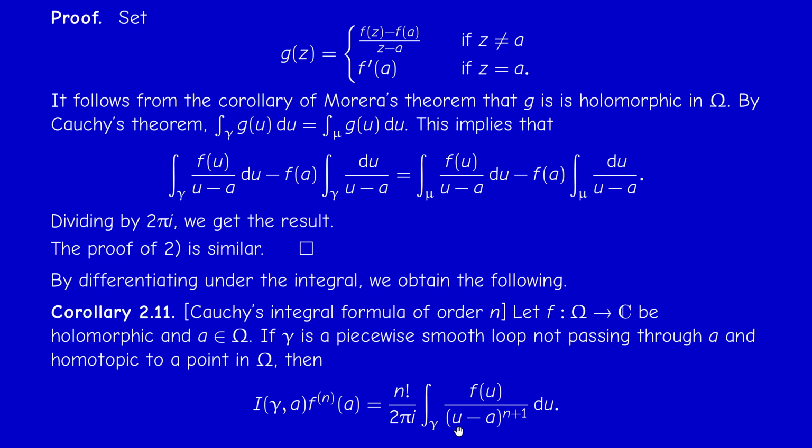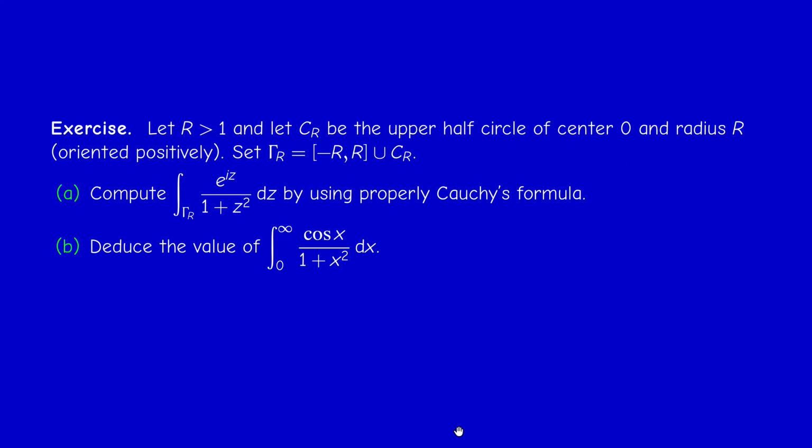Okay, and I will leave you now with a beautiful application of Cauchy's formula of order 1, first order, or order 0 actually, because it's just f of a, not f prime. Here I'm suggesting that you always start by drawing a figure. So we have a half circle, so the diameter from minus R to R, and then the upper half circle C_R. So it's a loop actually. We orient it positively. So first question, integrate e^(iz) over 1 plus z squared over this loop by using Cauchy's formula.